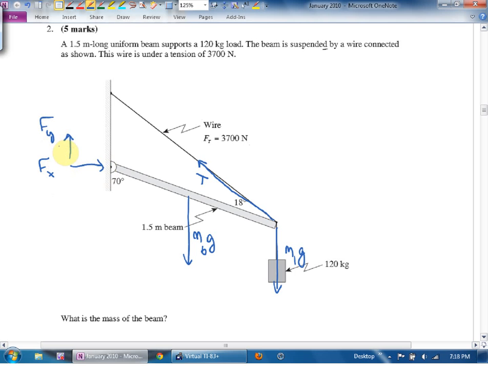And I'm pretty sure the wall is also doing some of the lifting work. I'll call that Fy. But why can I ignore those? Why is torque so nice? Why can I ignore those when we're doing torque? Because how far are they from the pivot? Zero.